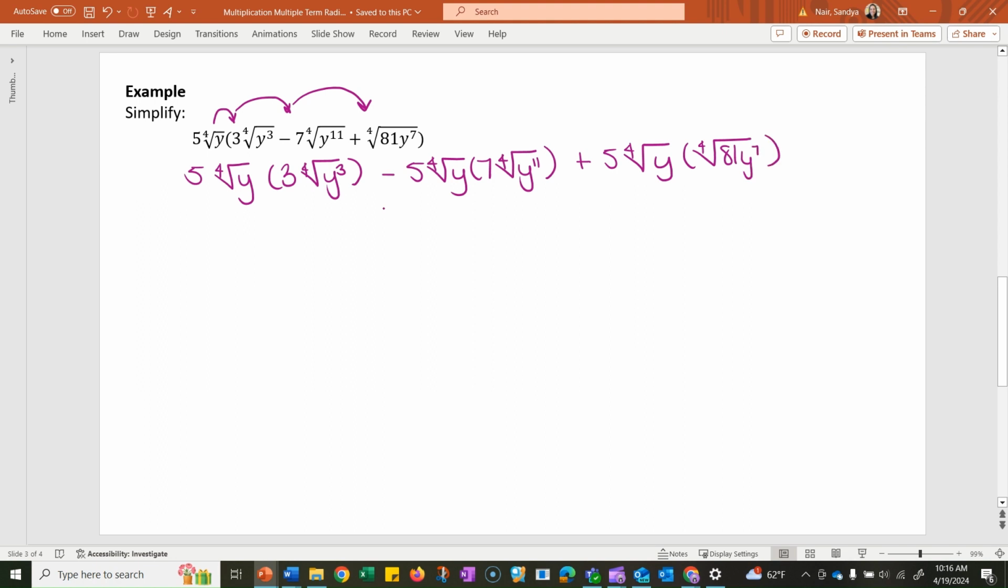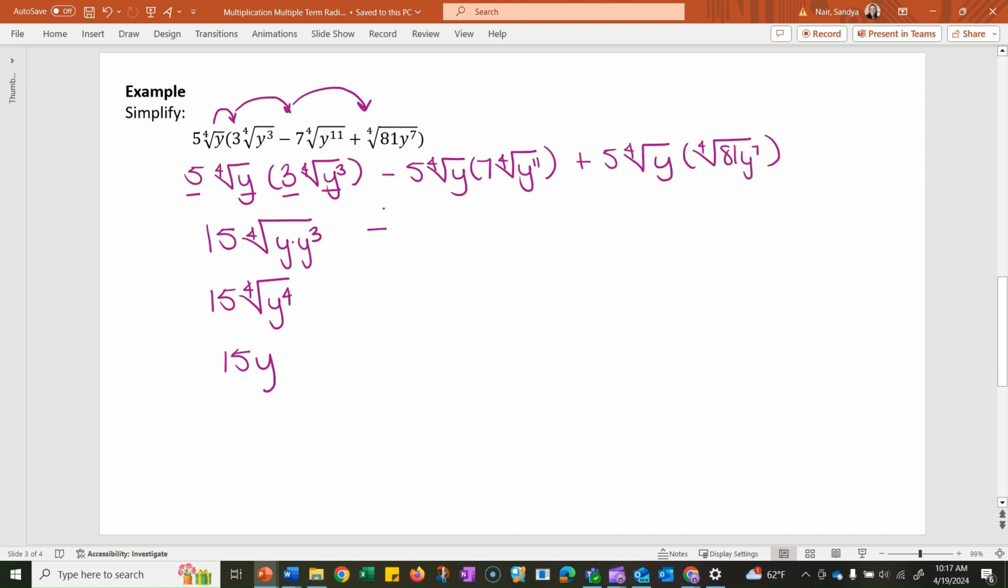Okay, so whenever I'm multiplying, I multiply the coefficients, right? So I do 5 times 3, so I get 15, and then I leave the radical, so the fourth root, and then I multiply the radicands together. Okay, so I have y times y cubed. Y times y cubed is going to give me y to the fourth, so I have the fourth root of y to the fourth, which is going to simplify to just 15y. Now let's do the second multiplication.